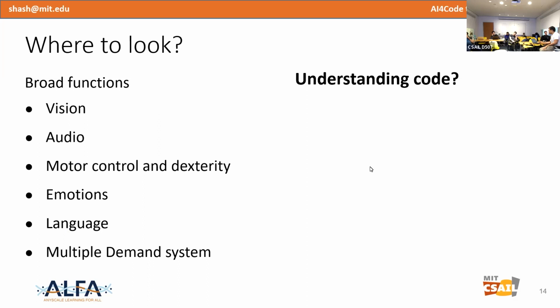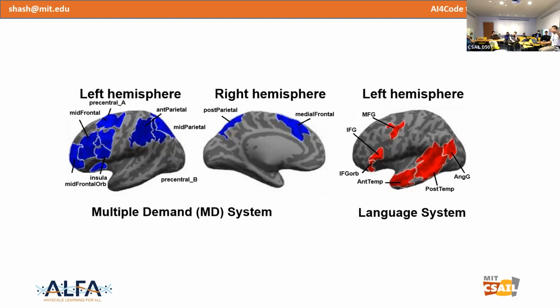All right, so moving on. These were the two brain regions that I broadly highlighted, the language system and the multiple demand system. This is an average brain. The language system is usually on your left. For those who are right-handed, it's usually on your left side.